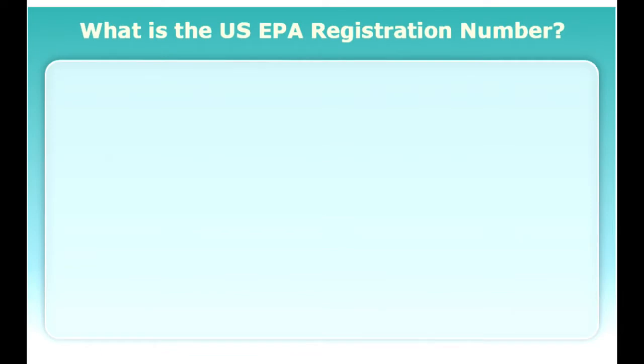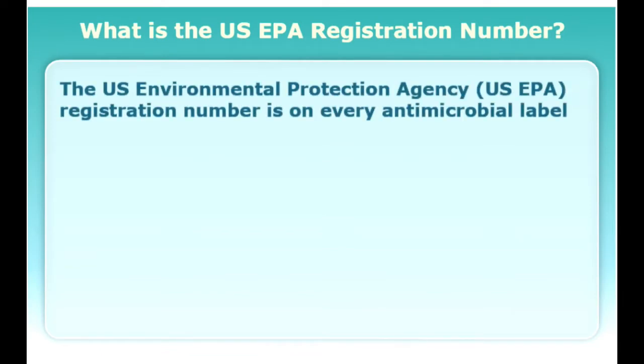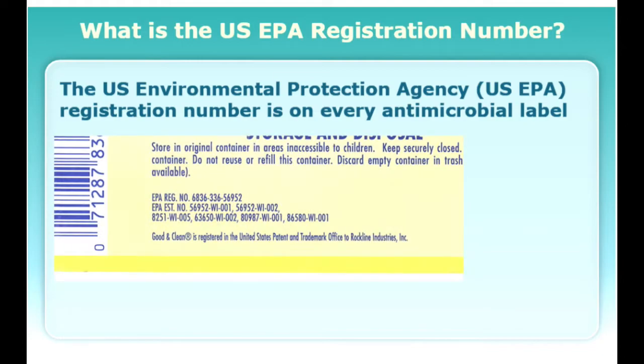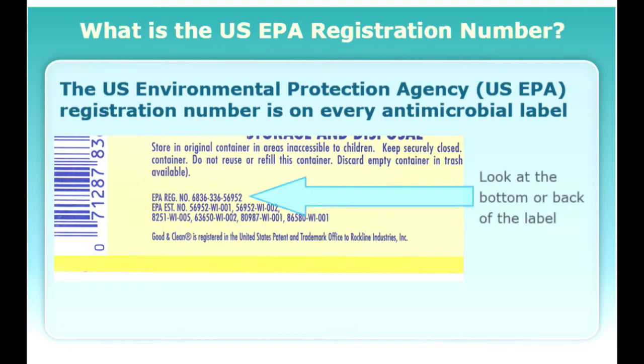Other examples of pesticidal claims are antibacterial, germicidal, and kills 99.9% of germs. The U.S. Environmental Protection Agency registration number will help you identify if your product is a pesticide. You will find the EPA registration number on every registered antimicrobial pesticide label. It is often at the bottom of the label, on the back of the container, or near the UPC.